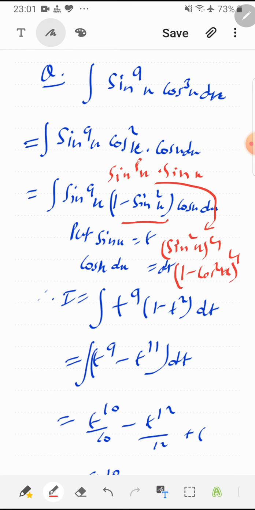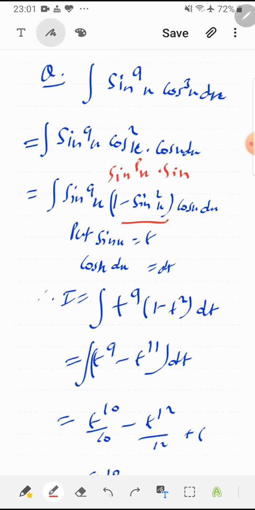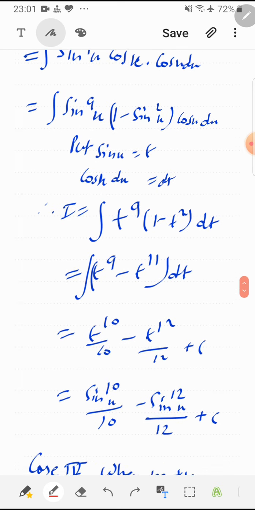Then I have to apply binomial, which is possible, a solution is possible, but I can avoid this situation by reducing the smaller power. This is the benefit of writing the smaller power as a product of two ratios. So I am writing cos square x as 1 minus sine square x. Now I am putting sine as t, so cos x dx is dt.